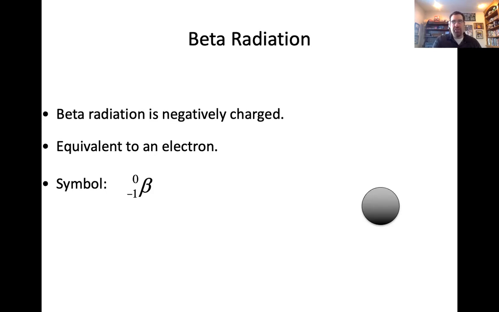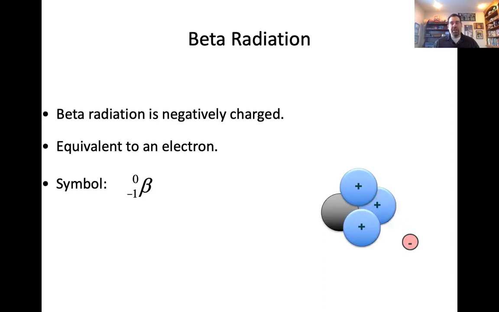Let's say we've got the nucleus of an atom. Here we've got 2 protons and 2 neutrons. The idea is that in beta radiation, one of those neutrons splits and emits the negative portion of that neutron, and what you're left with is a proton. So one of the neutrons turned into a proton and gave off a beta particle. One of the neutrons splits, spits out the beta particle, and becomes a proton.